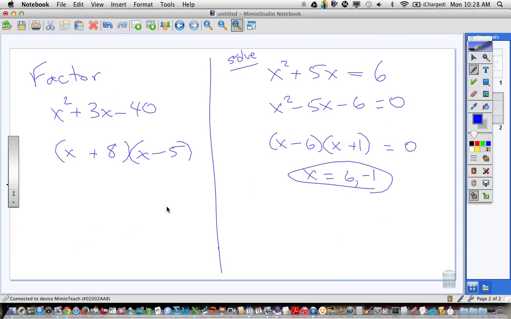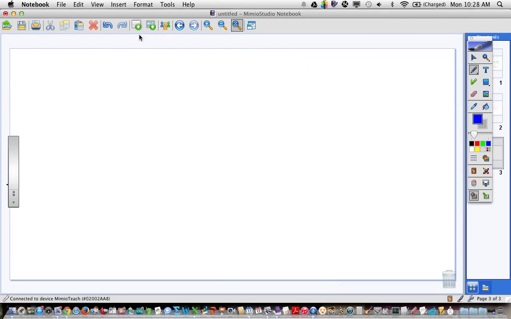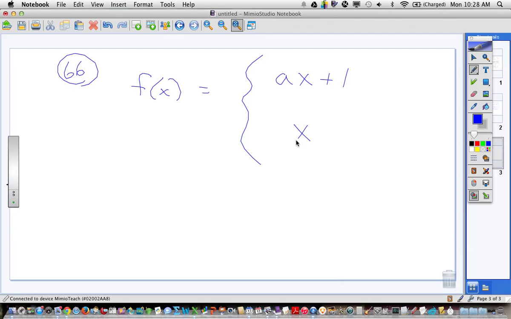All right. So let's take a look at homework. Maybe start with number 66. Number 66 says you've got this function: ax plus 1, and then x squared. Did I have that right? And that is for when x is less than 2 and x is greater than or equal to 2, correct?